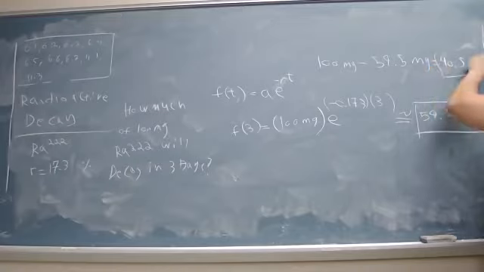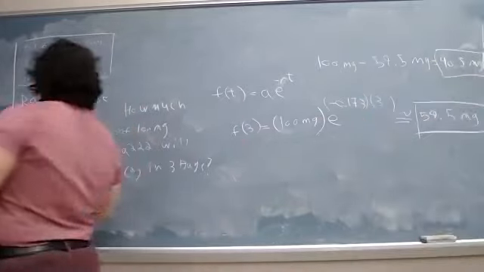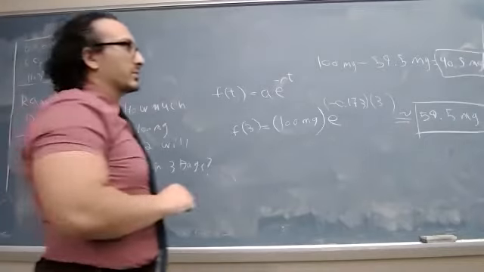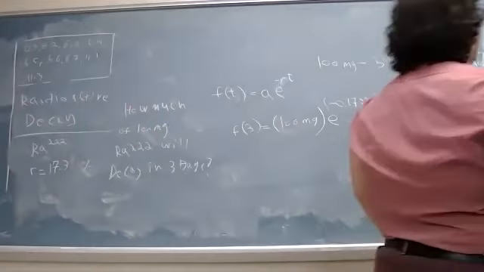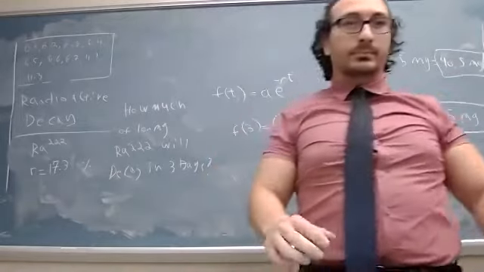So this is how much decayed in 3 days. The question asks, how much of the 100 milligrams will decay in 3 days? So 40.5 milligrams of it decayed. That means 59.5 milligrams of it remains after 3 days.